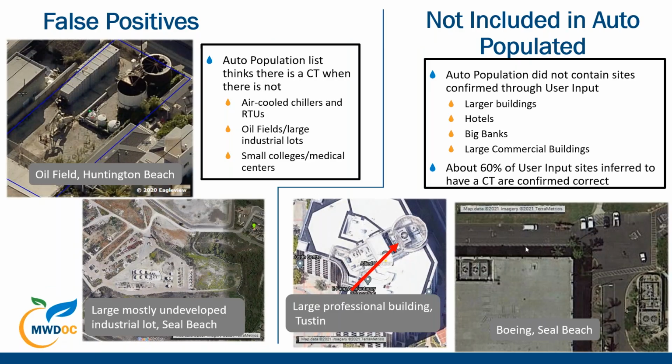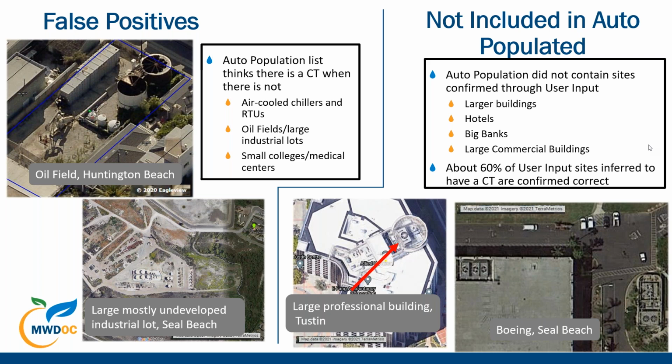This will show some of the issues with that AutoPop list. It did have facility types categorized, but it had some questionable sites in there. You can see here there's an oil field and this undeveloped lot that were both in the list based on their facility type, and they didn't have cooling towers. Some projects like that undeveloped lot were just nothing there, not built out yet.